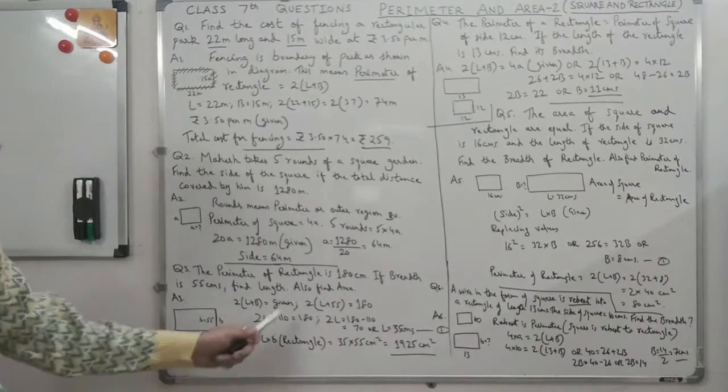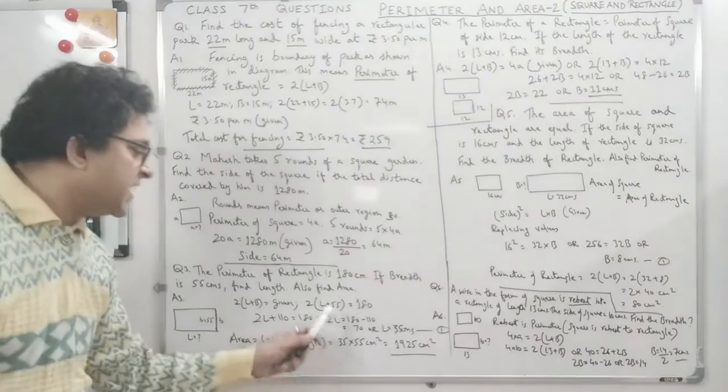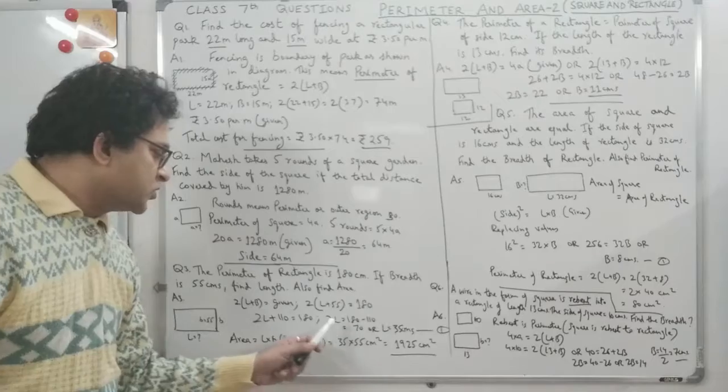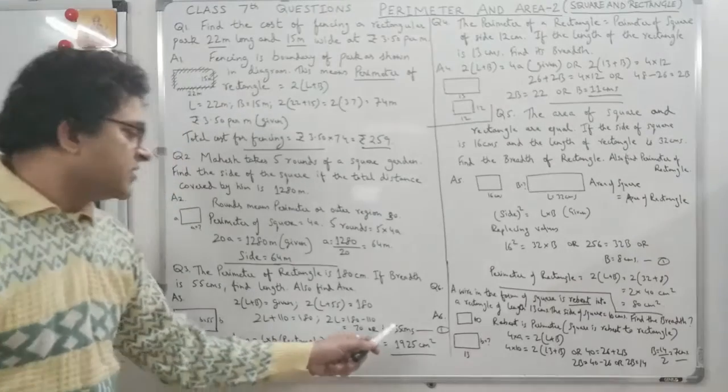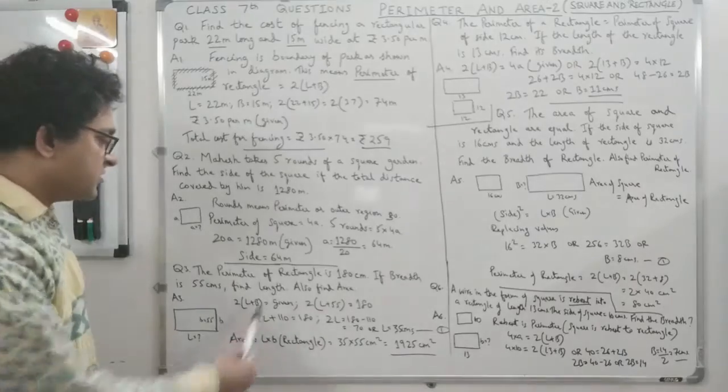So twice, which means 2l plus 110 is equal to 180. 2l is equal to 180 minus 110. So 2l is equal to 70, or l is equal to 35. So what were they asking in this question? They asked for the length, and you got the length.